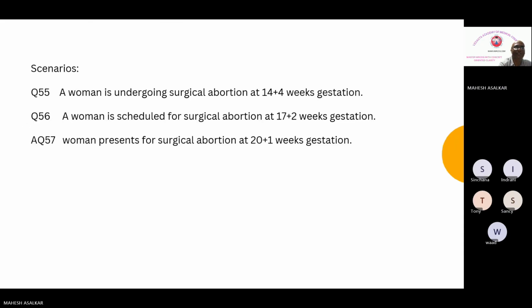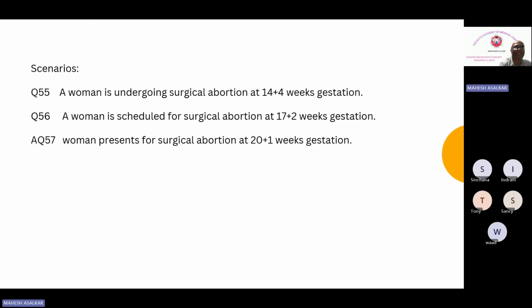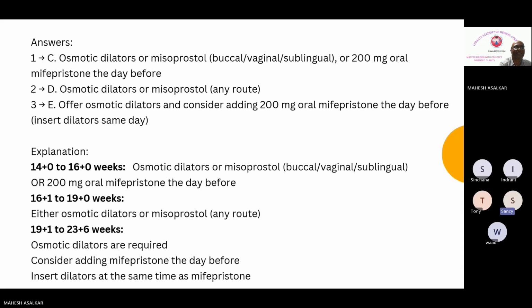The next is a woman scheduled for surgical abortion at 17+2 weeks. So 16 weeks onward, what will be the option now? Here, OD and MI, option D. The next: a woman presents for surgical abortion at 20+1 weeks. Only OD, or OD or MIFE.